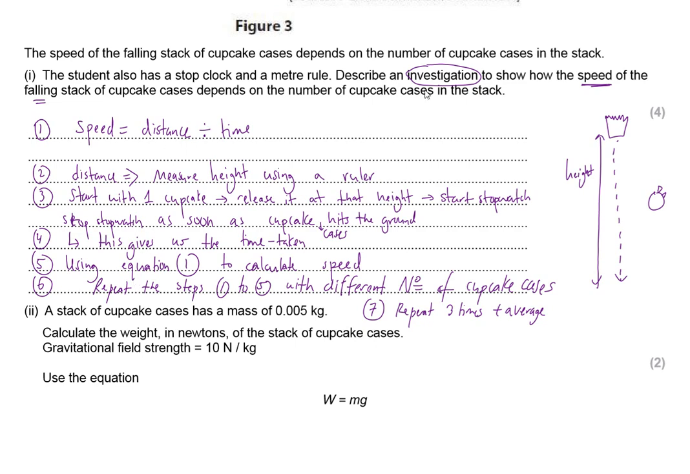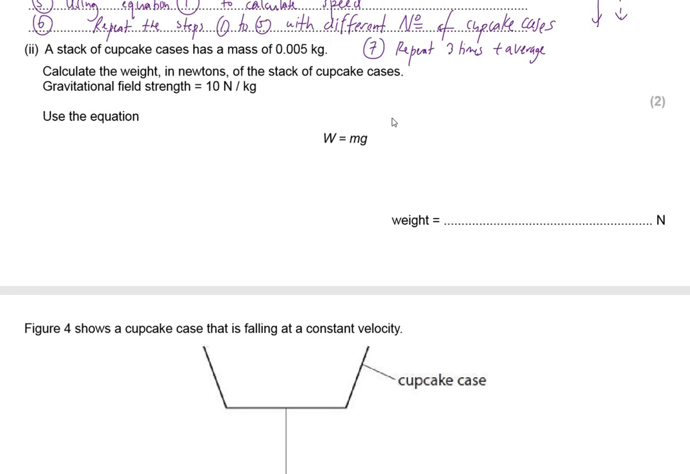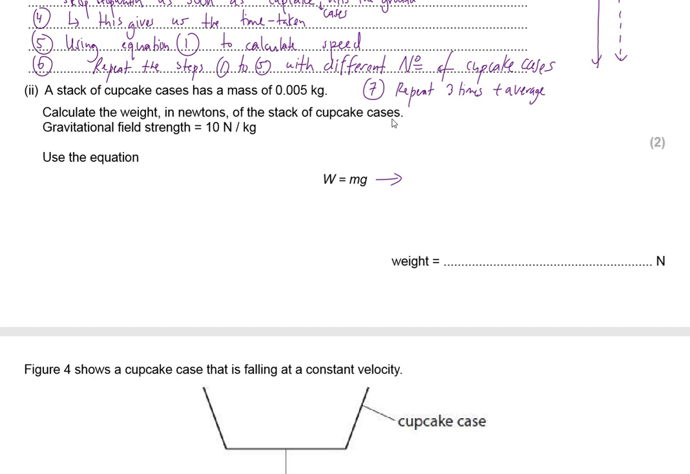Now normally this could be like a 6 marker as well. Now the good thing with this question is they've given you the equation. Now you need to calculate the weight. So the weight is mass times gravity. Mass is 0.005 times gravity 10. So the answer is 0.05 Newton. Done. Nice and easy. This is one of the easiest questions, because you just multiply numbers together, use a calculator.